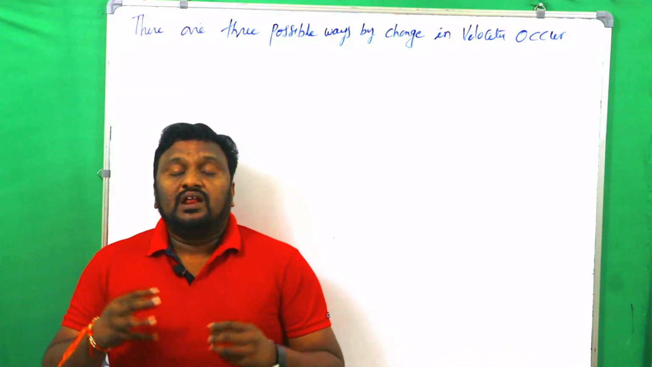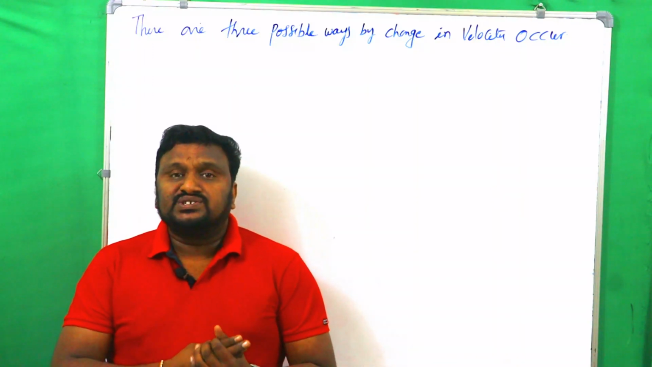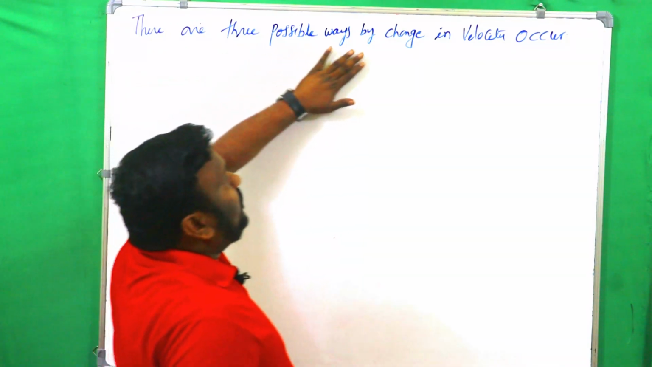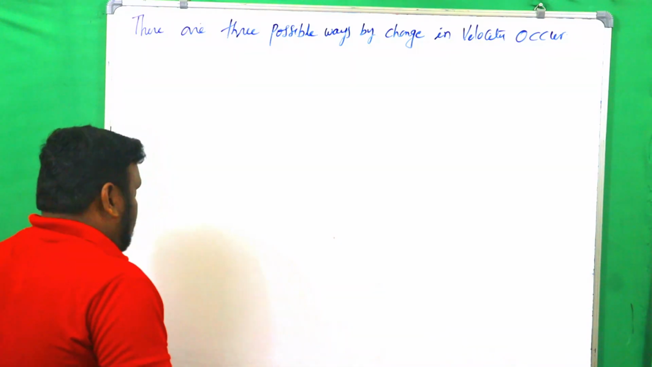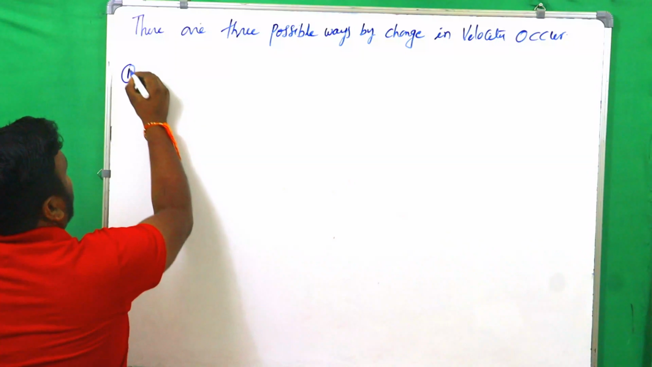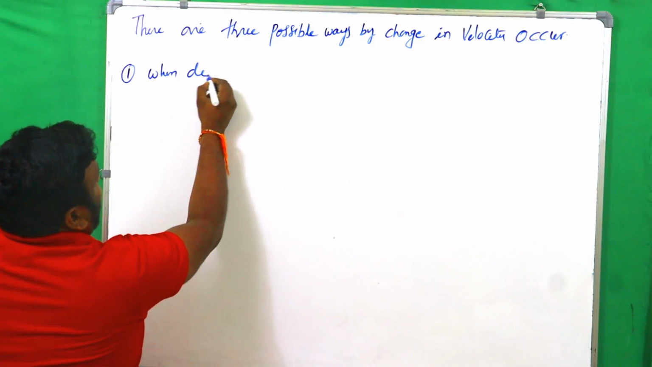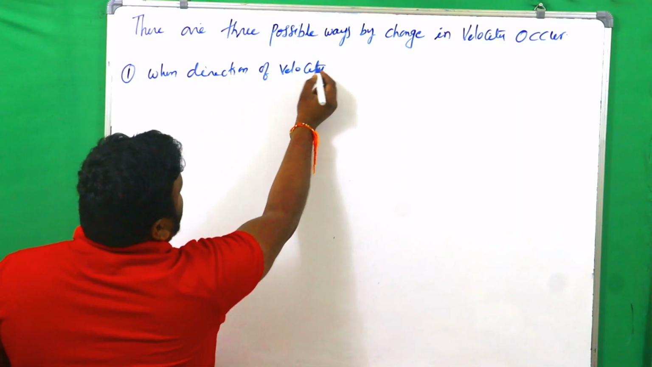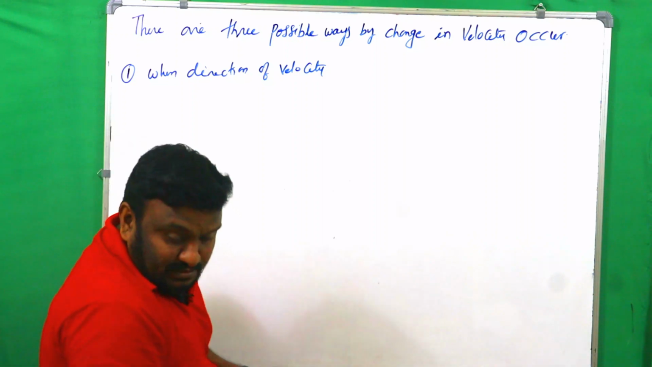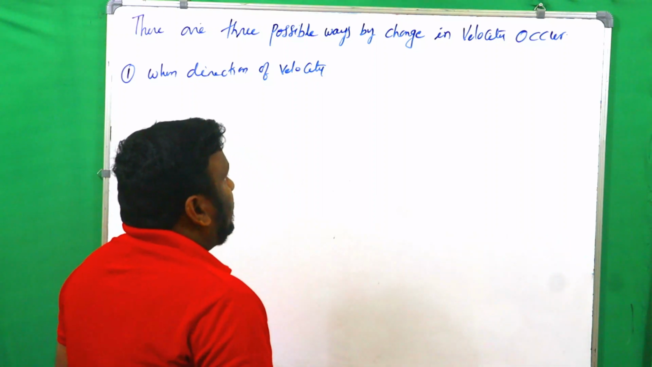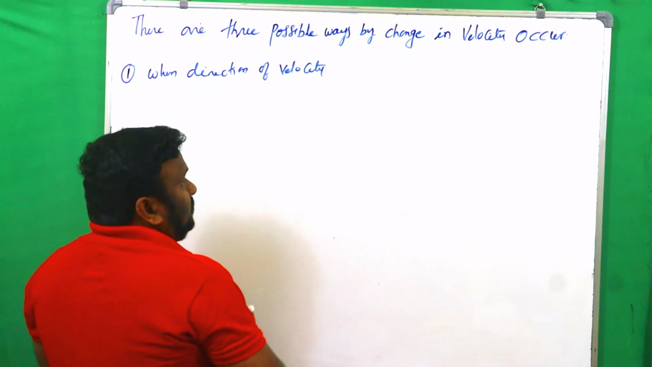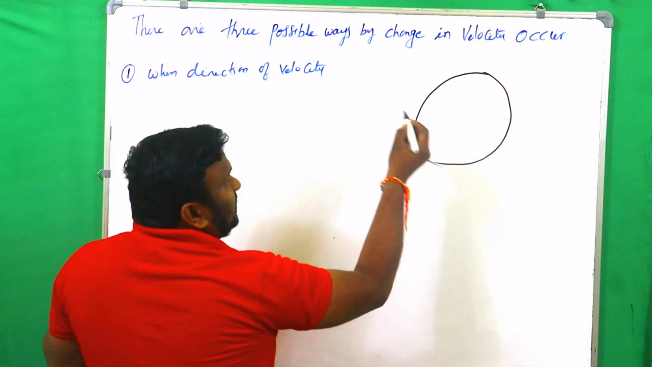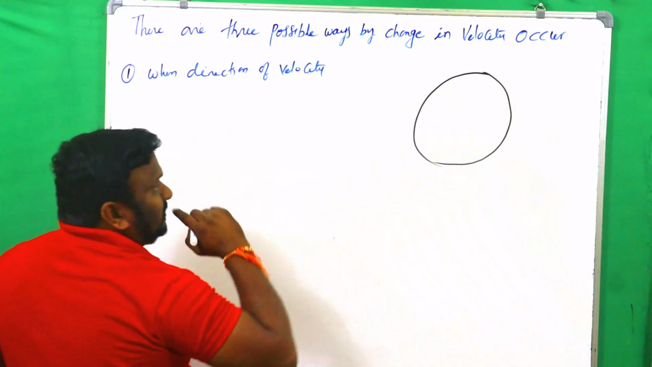Dear students, here you have to know that change in velocity takes place under 3 conditions only. There are 3 possible ways by which change in velocity occurs. The first is when the direction of velocity changes. The direction of velocity can change. So for example, here we can take circular motion. We have to assume that a particle is moving along a circular path.